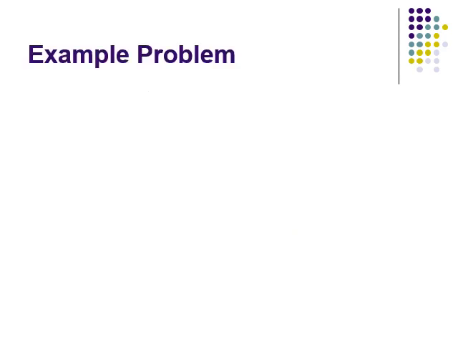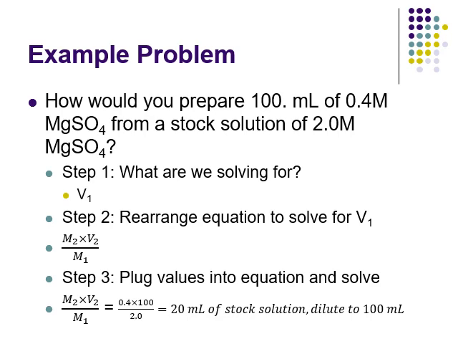So let's look at an example. The question is, how would you prepare 100 milliliters of 0.4 molar magnesium sulfate from a stock solution of 2 molar magnesium sulfate? Again, all the pieces here are shown. So first we wonder, what are we solving for? Well, when it says, how would you prepare, what we're pretty much always solving for is that V1. Is how much of the stock solution are we needing to start with? So I take the M1V1 equals M2V2. I rearrange it to solve for V1, giving me this.